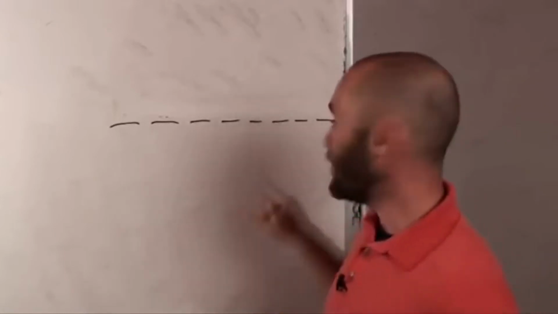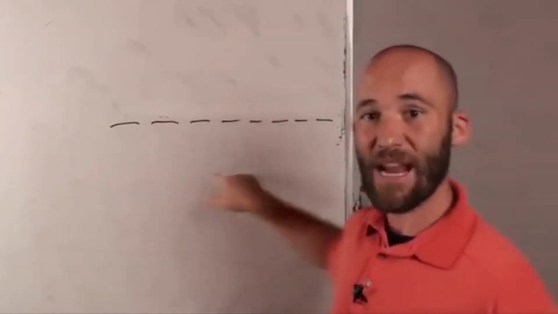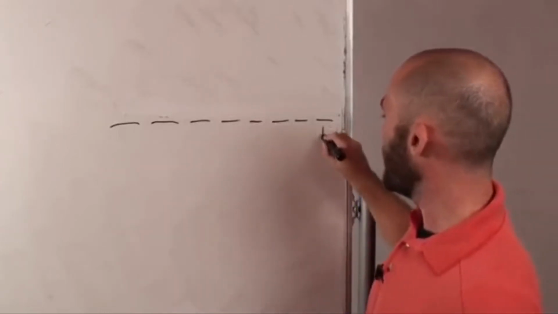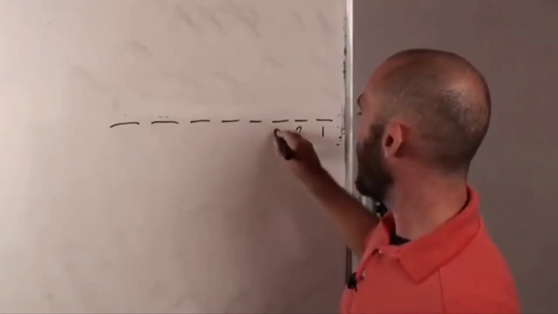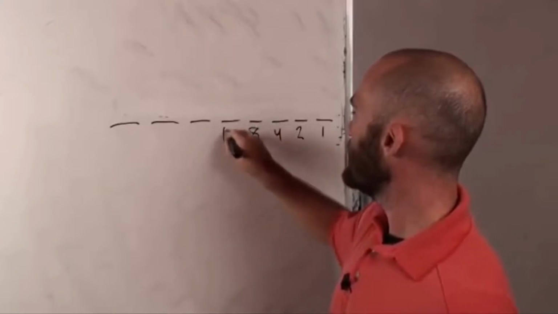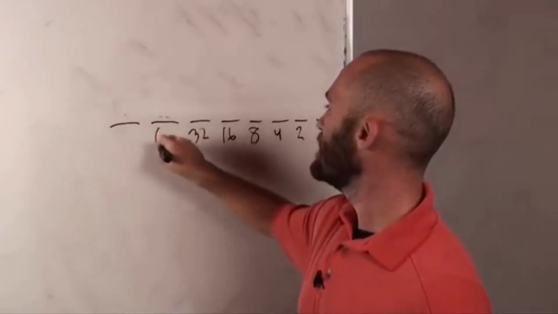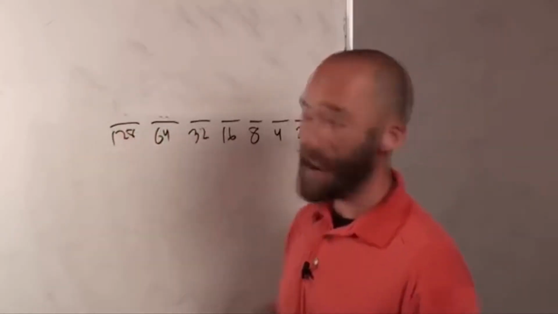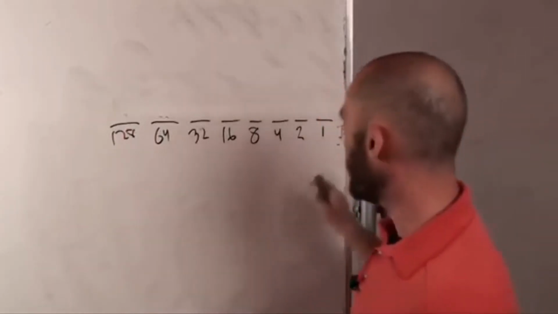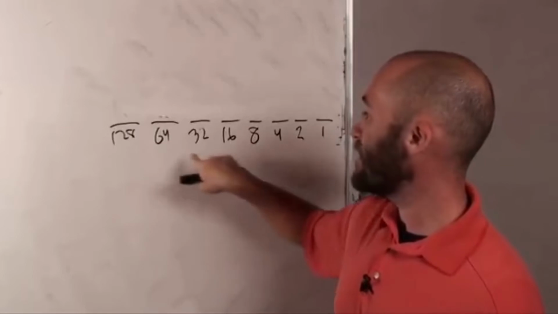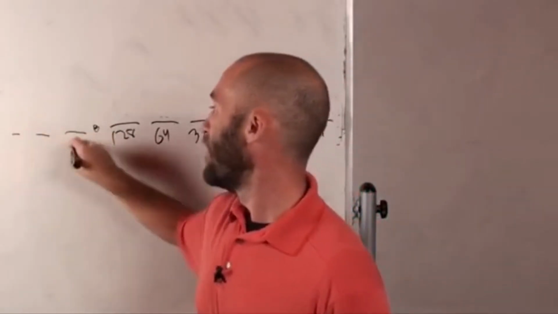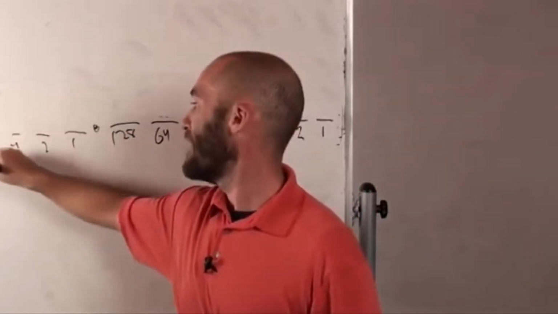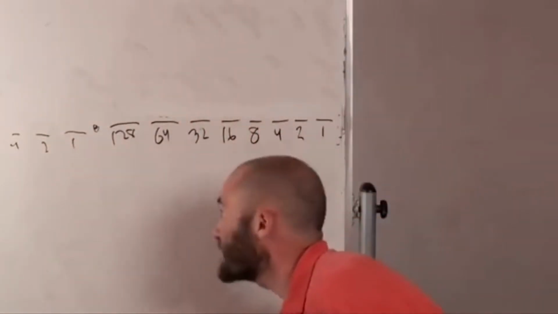Now, how we get to the numbers then is starting on the right-hand side, we give each one of these spaces a number value. So here, this number value is 1. The second one in is 2, and it keeps doubling. So 1, 2, 4, 8, 16, 32, 64, 128. So these are the number values for these octets. So this is 1, 2, 4, 8, 16, 32, 64, 128. Then if you go to the next octet, you start over again. So 1, 2, 4, 8, etc.